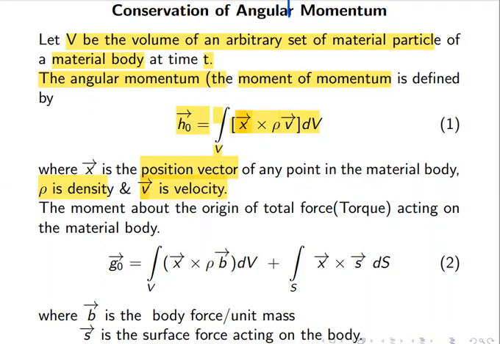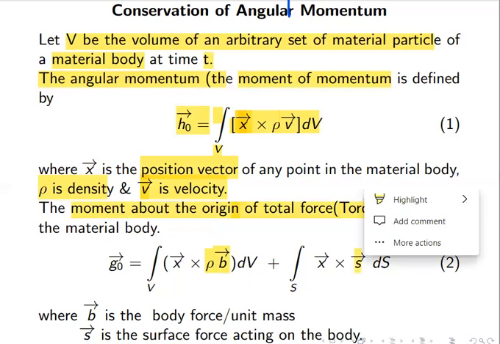Then we should take the torque, the applied torque on the material body. The moment about the origin of the total force is called torque, acting on the material body. So, how many forces are acting? There are two types of forces. One is body force, the other one is the surface force.